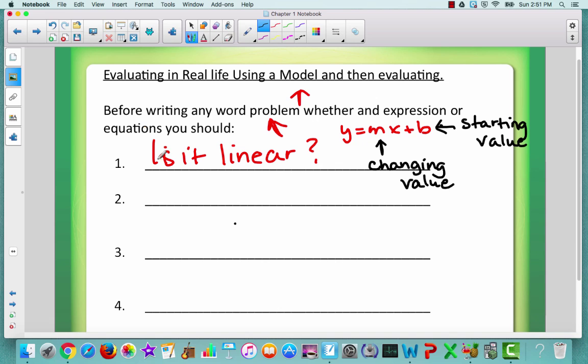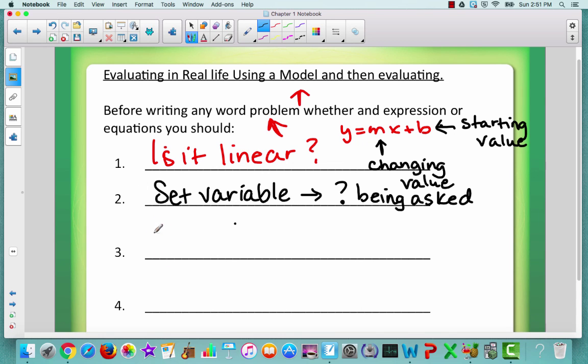I like to make sure that you set your variables. So set variables. When you're setting your variables, you're usually getting the unknown from the question being asked. And again, I'm going to go over that, but I want you to have your little cheat sheet for yourself.